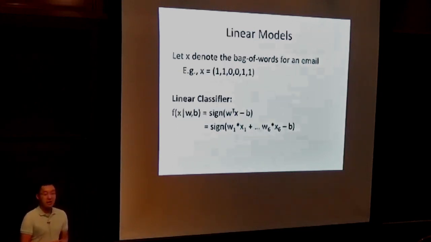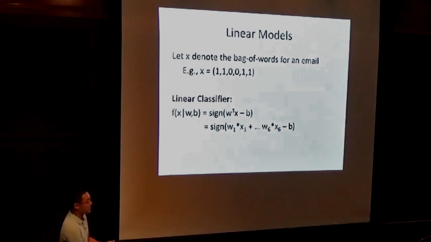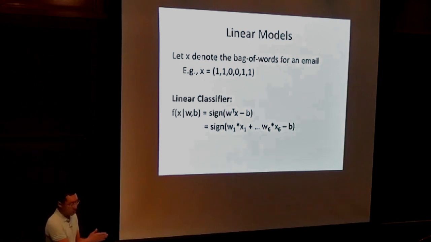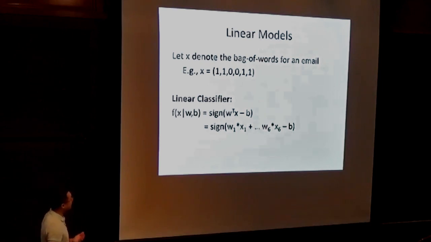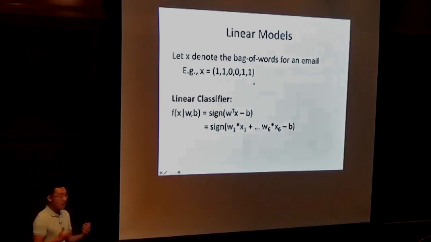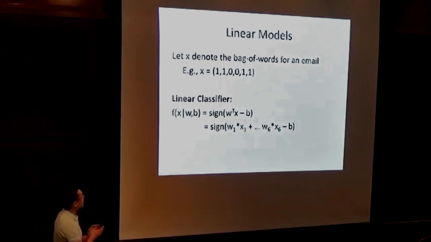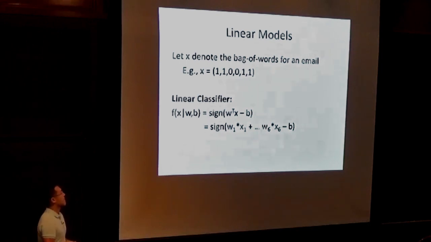Next, we need to choose a model class. For the purposes of keeping it simple to go through a concrete example in lecture 1, let's use linear models. Let X denote the bag of words feature vector representation of an email. So for any given email, we basically write it as this X, which is a vector of binary values of length 6 in our example. A linear classifier basically takes all the entries of this vector and does a weighted sum of it and then checks if that sum is greater than the threshold.